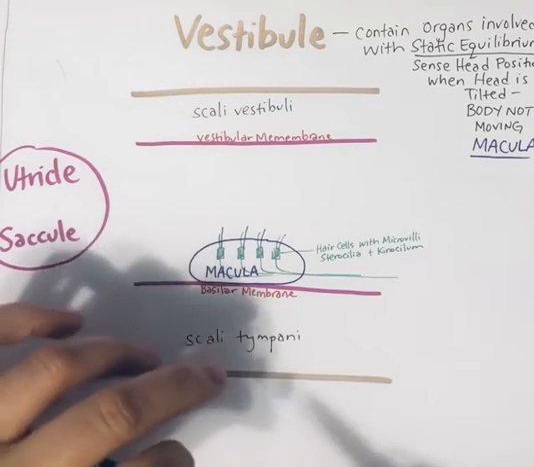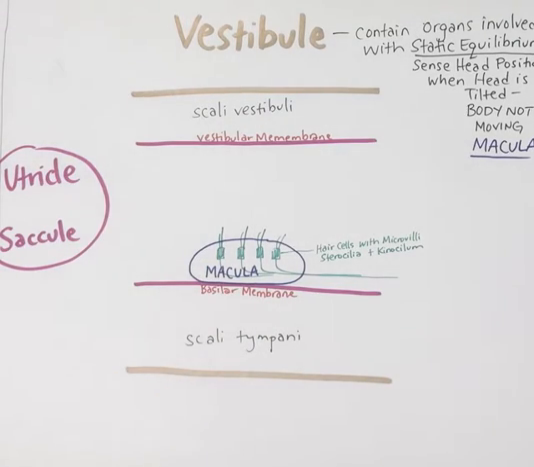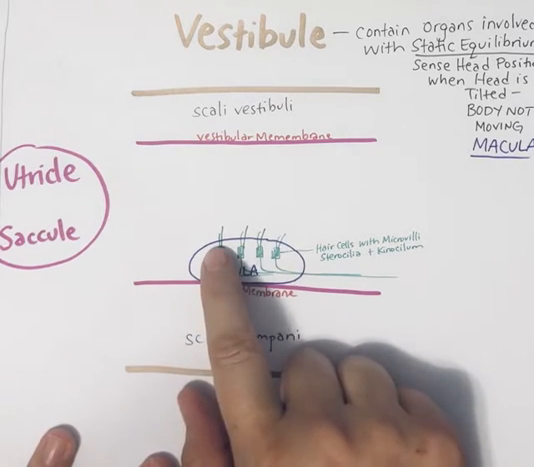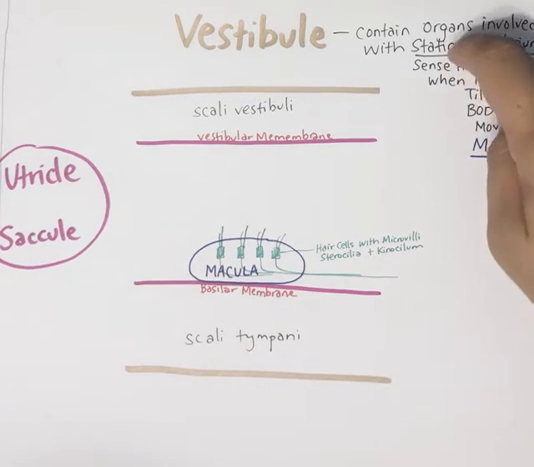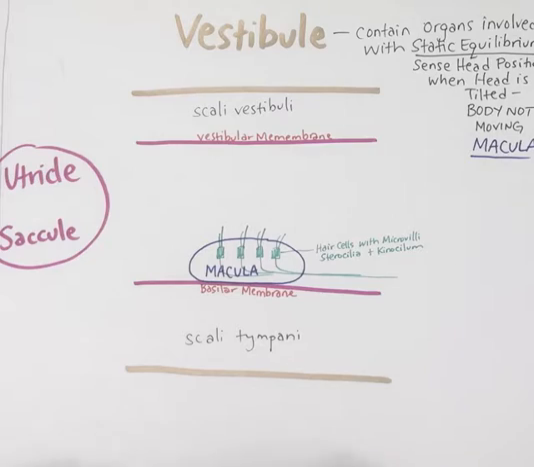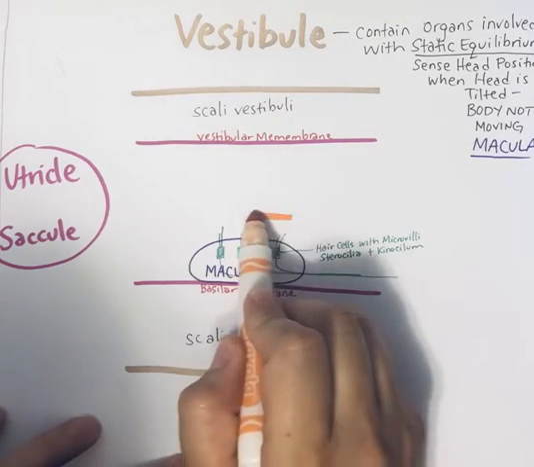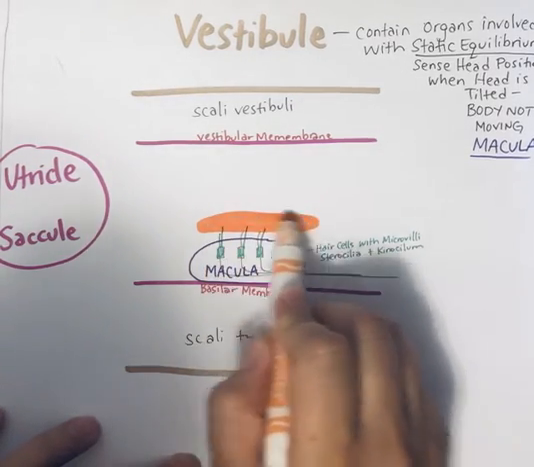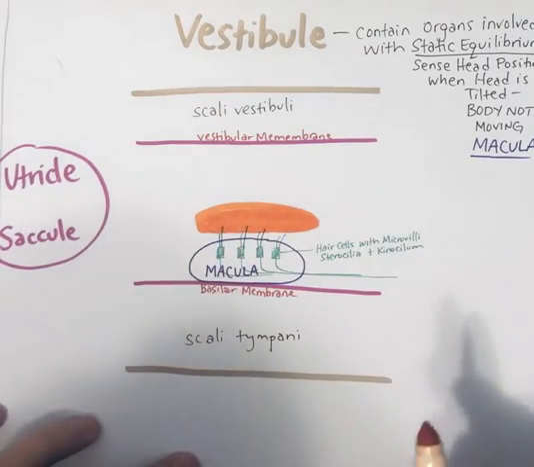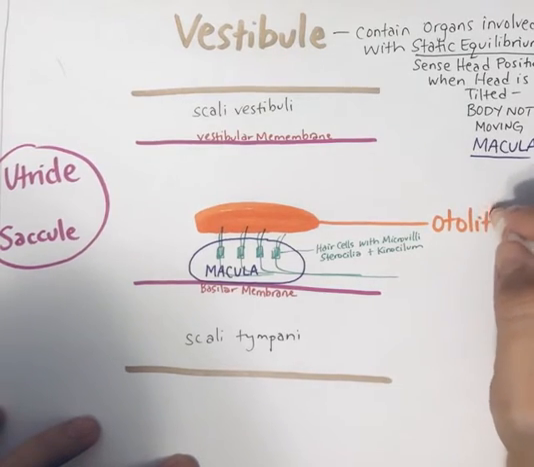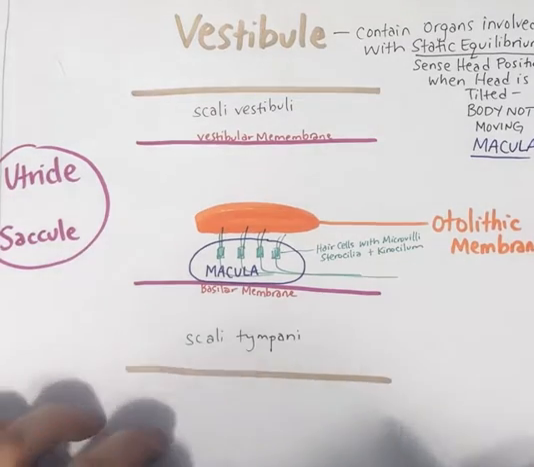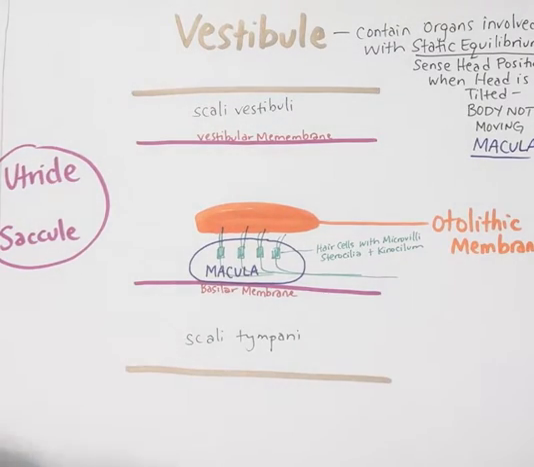Now, the membrane that sat on the organ of Corti is called the tectorial membrane. But look, it has everything the same except that we're saying we have tall hairs and short hairs. The macula is going to help us with static equilibrium. So the name of the membrane that sits on top of the macula is known as the otolithic membrane. Instead of the tectorial membrane, this is called the otolithic membrane.